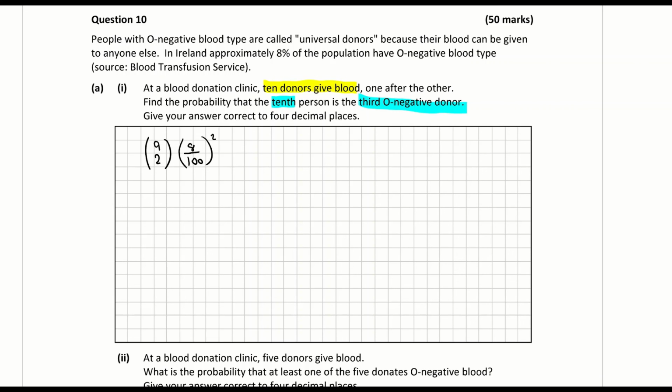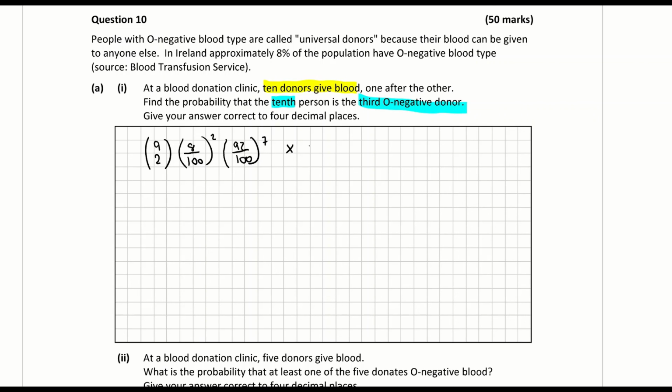And 2 of them are O negative. So that's my probability of success. And my probability of failure, i.e. not O negative, is 92%, or 92 over 100, or 0.92. And that's the remaining 7 people. And what I'm going to do to that then is, that's the first 9 people. I'm then going to multiply that by the probability of the 10th person being O negative.